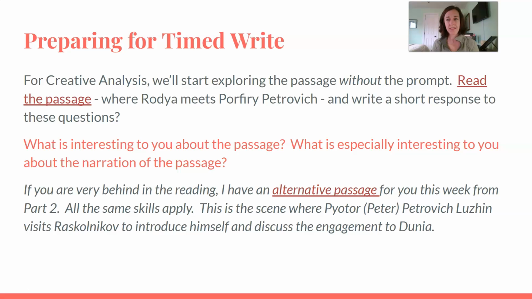I also put in a second prompt if you're behind in the reading. I know this book can get a little bit heady at times, and it might be that it's got you buried under some outdated reading, and that's understandable. So if you're really behind, rather than jump ahead into this big moment, keep reading at the pace you're at, and instead select this alternative passage. This is from part 2. It's where Peter Lucin, Dunya's fiance, comes to visit Raskolnikov and introduce himself. The same skills apply, you'll still get a lot out of it.